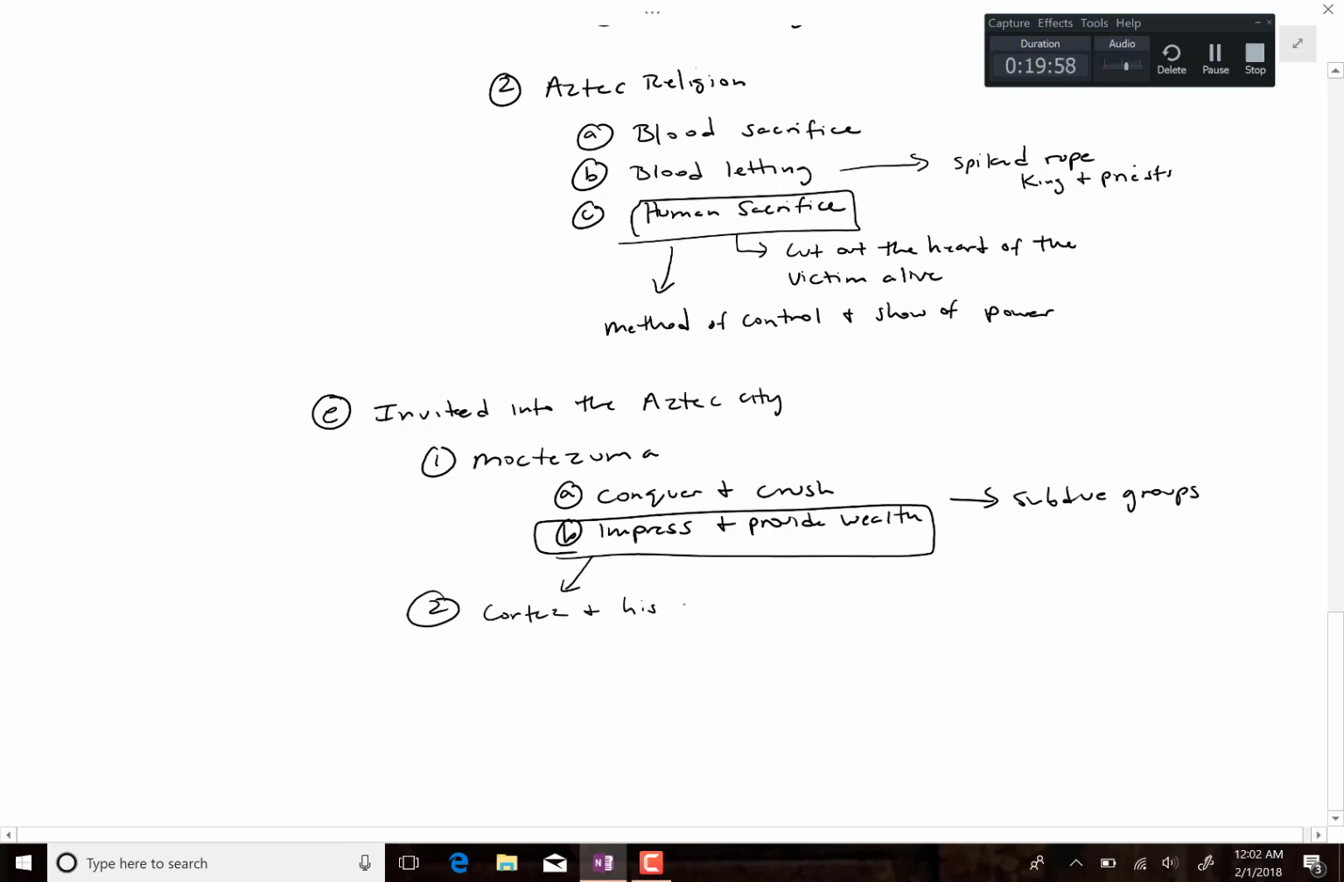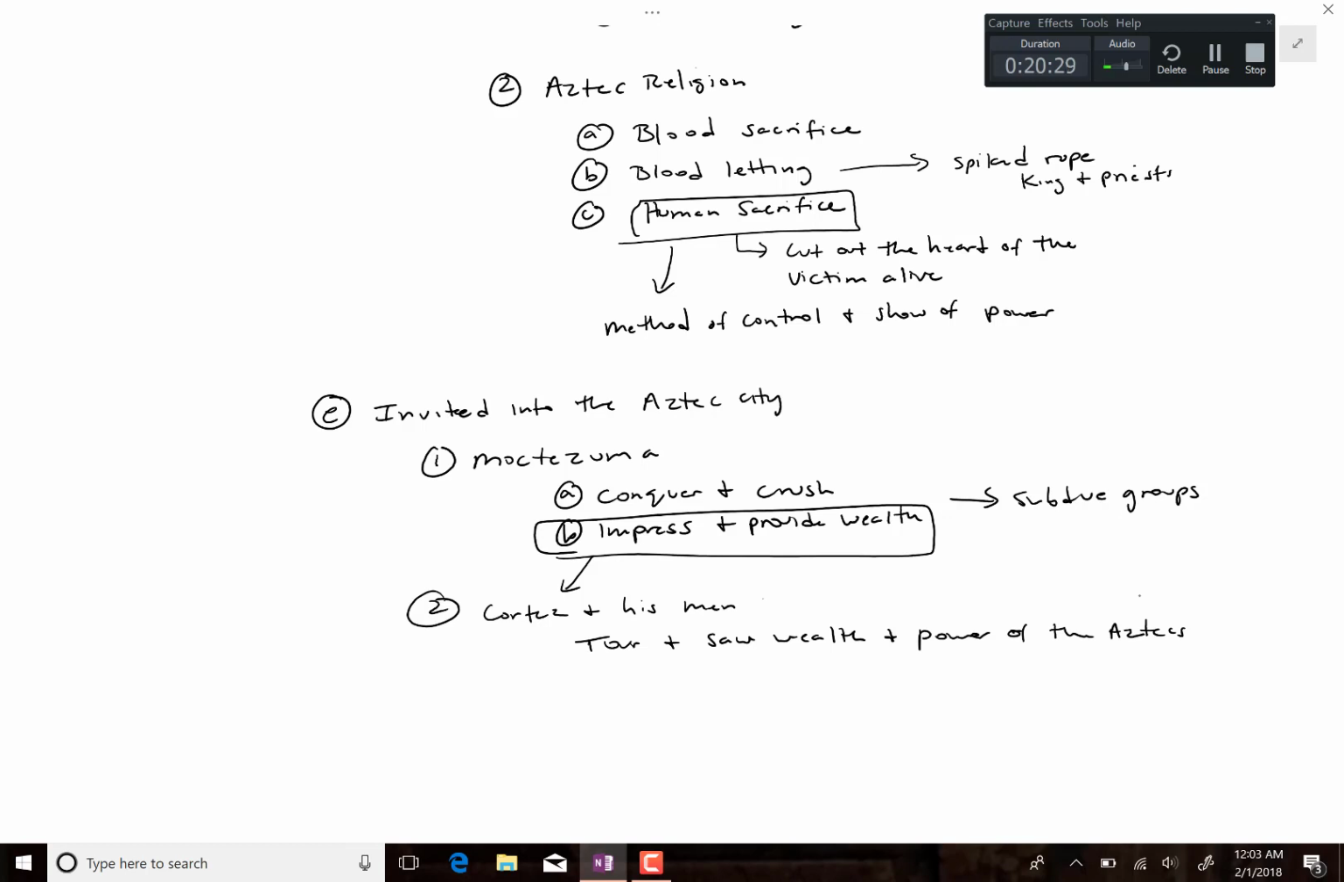and his men. They invited them into the city and essentially gave them a tour, and they saw the wealth and power of the Aztecs. That was the point. Right? And it did impress them. Like I said, it was huge. Cortes actually even said Spain has nothing to compare with it.